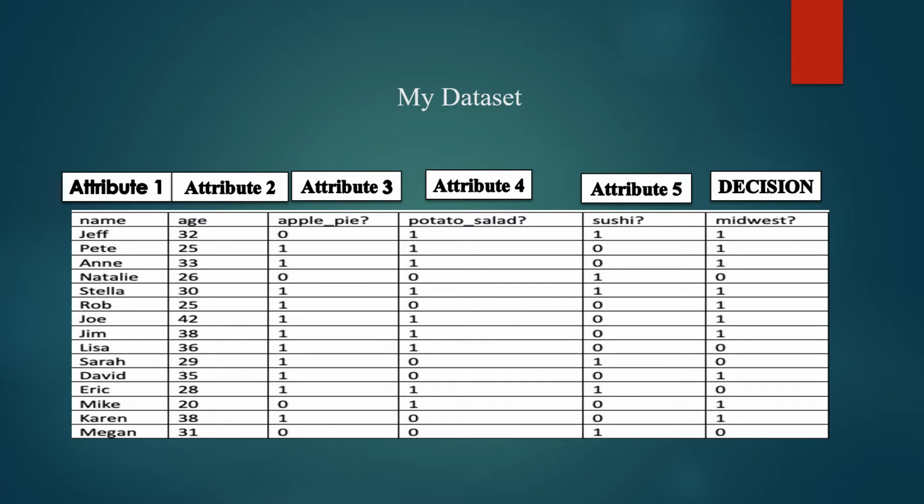For my assessment, I have used this dataset to find whether the type of food is edible or not in America's Midwest states. It has 5 attributes. There are name, age, apple pie, potato salad and sushi. Each entry has answers to a series of questions about whether they like that food, in which the participant answered 1 for yes and 0 for no. The last column, Midwest, is our target column.